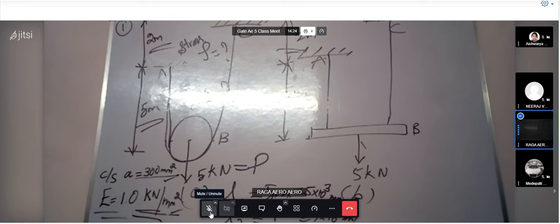So actually we know the formulas for different things. Del L is equal to PL by AE, isn't it? This is your deflection, and in case of stress, that is P by A. This is your stress. Okay, here first of all we are going to take some consideration.